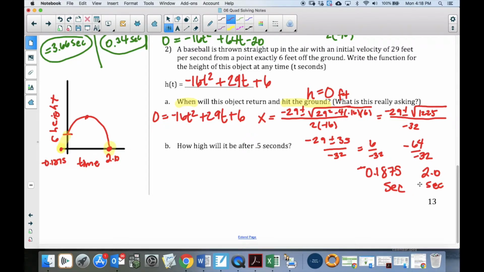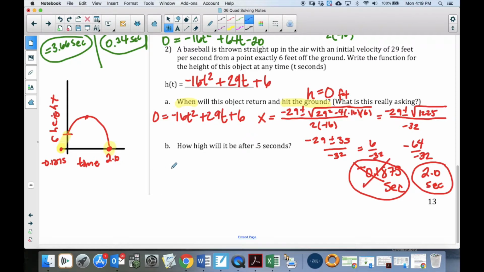But that's just what that number is, so when you come up with it, you know where it's coming from. It's coming from this intercept over here. So let's go ahead and cross that one out. That does not work, but this one is our answer. It takes 2 seconds for it to go up, come down, and hit the ground.